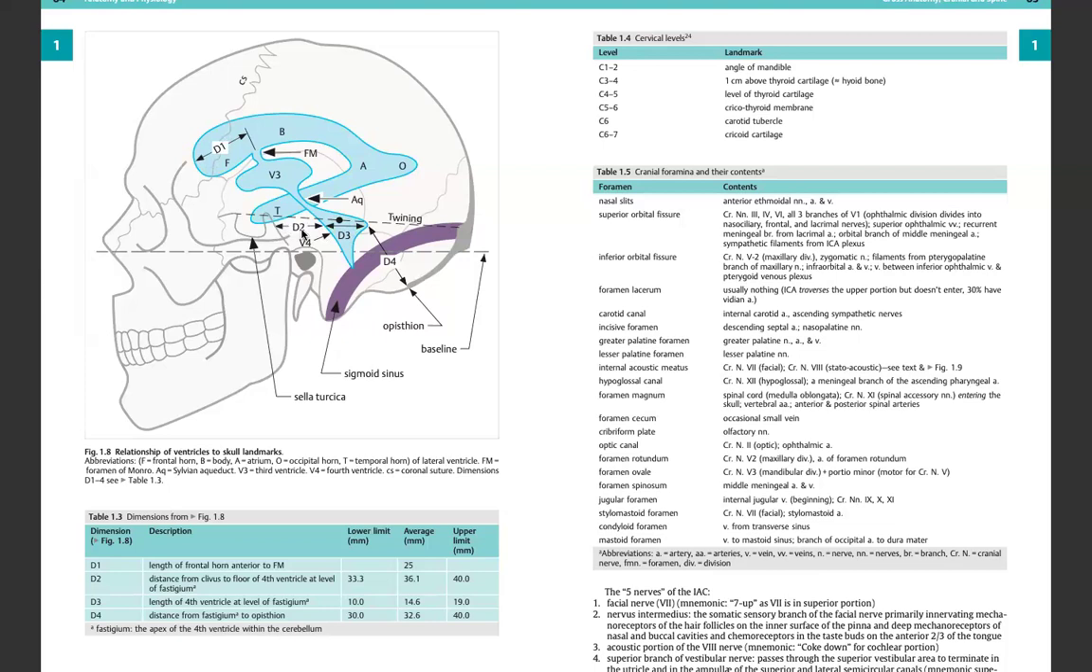Sorry, no, apologies. D2 should be 33 to 40, average of 36.1. And D3 is the one that is 10 to 14. And D4 at the fastigium position, from here to here, is between 30 to 40, 32.6 average. Okay.